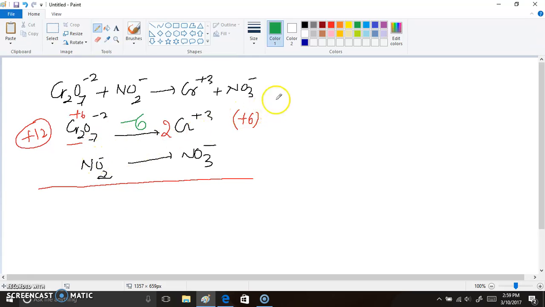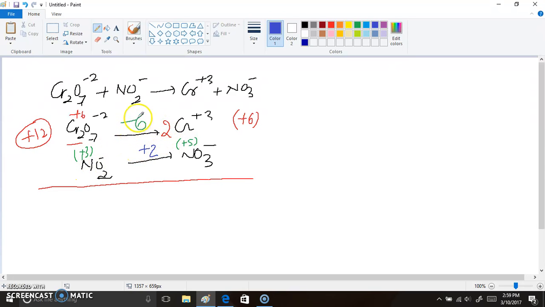Now look at this NO2 minus. NO2 minus is called nitrite, you know very well. Nitrite has the +3 oxidation state of nitrogen. Nitrate has the +5 oxidation state of nitrogen. So the change in the oxidation state is from +3 to +5, that is 2. There is no need to add anything because one nitrogen is already balanced. In the previous case it was 2 chromiums and 1 chromium, so we made it 2 chromiums.